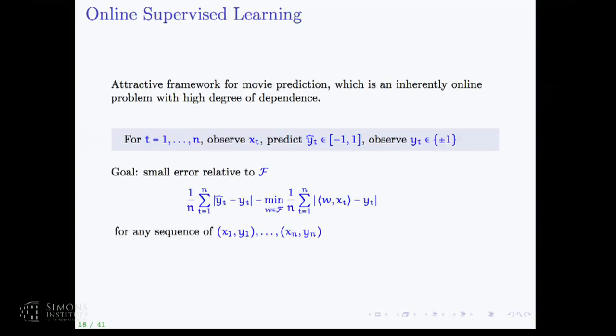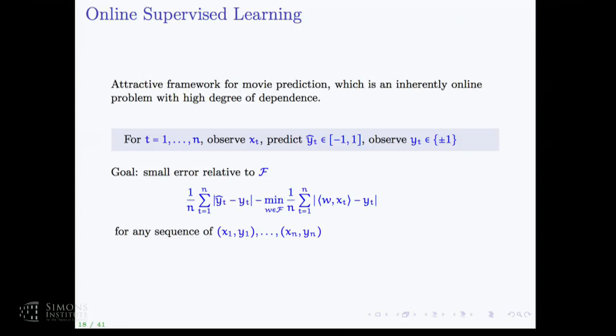The goal is to have small error relative to this f, as before. Except here, we have our prediction minus the outcome as the loss, versus the benchmark. And we would like to have this result for all sequences. Is this possible? Well, I didn't say what the result is, but we want to upper bound this for all sequences. We want to develop a strategy such that our loss is as good as the benchmark, and hopefully it's just enough to assume that the y's are close to w times xt most of the time.